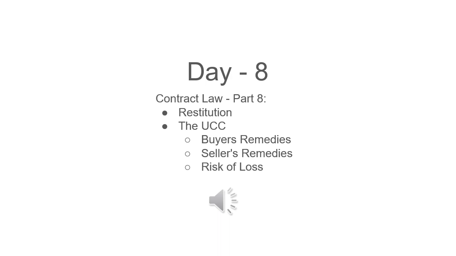Then you have a destination contract. This is where the contract specifies delivery at a particular location. The risk passes to the buyer when the seller tenders at the specified place or the place specified in the contract. And that completes all of contracts.